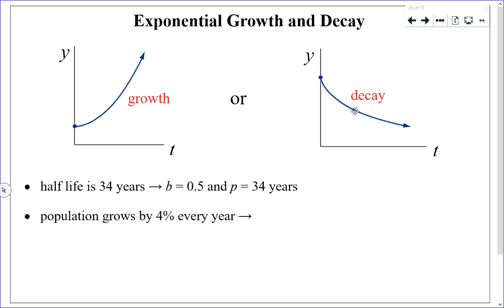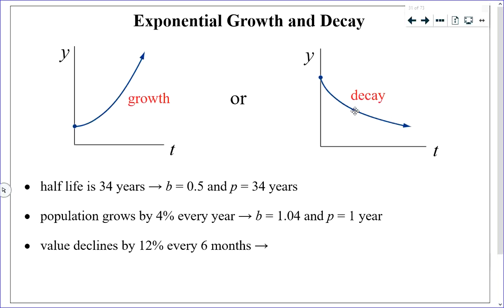If I told you that a population, it could be a population of mice, a population of bacteria, a population of people, it doesn't matter. If I tell you a population is growing by 4% every year, then what happens is by the end of the year, the population is 4% more than what it was at the beginning. So if you assign a value of 100% as being the population at the beginning, and we add 4% to it, at the end of every year, you're going to have 104%. And of course, percent means divided by 100. So B is going to be 1.04. And P is 1 year because it says it happens every year.